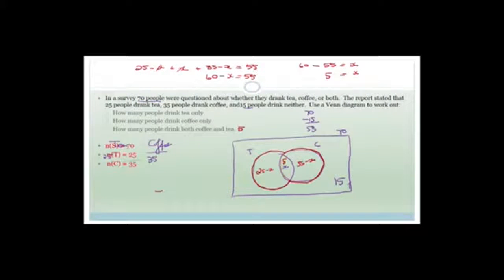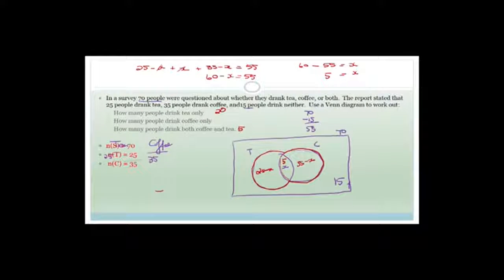25 minus 5, that means that there are 20 people that drink only tea. And finally, 35 minus x, 35 minus 5 is 30. So 30 people drink coffee only. So they only drink coffee. They don't drink tea and coffee.